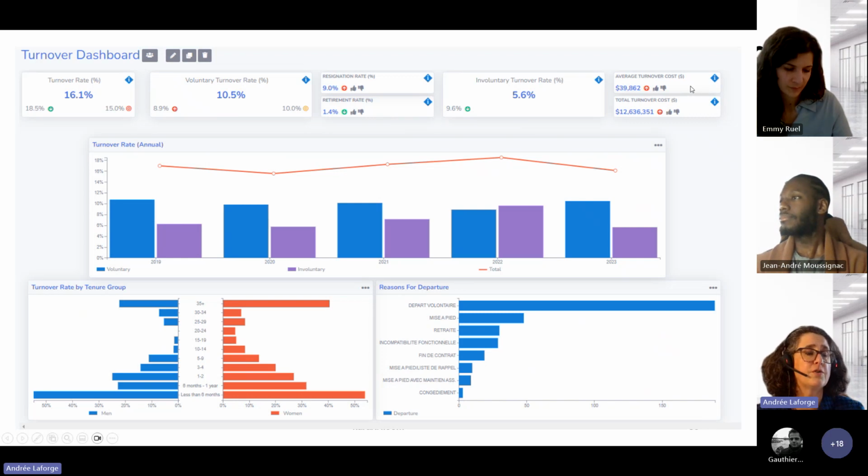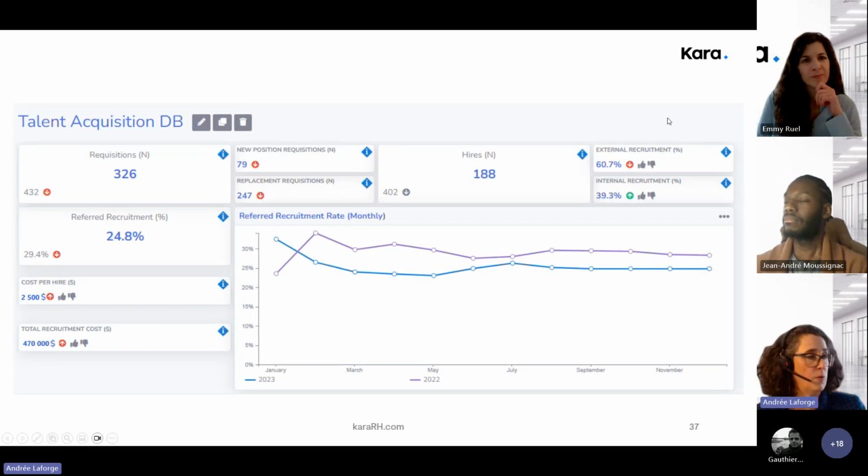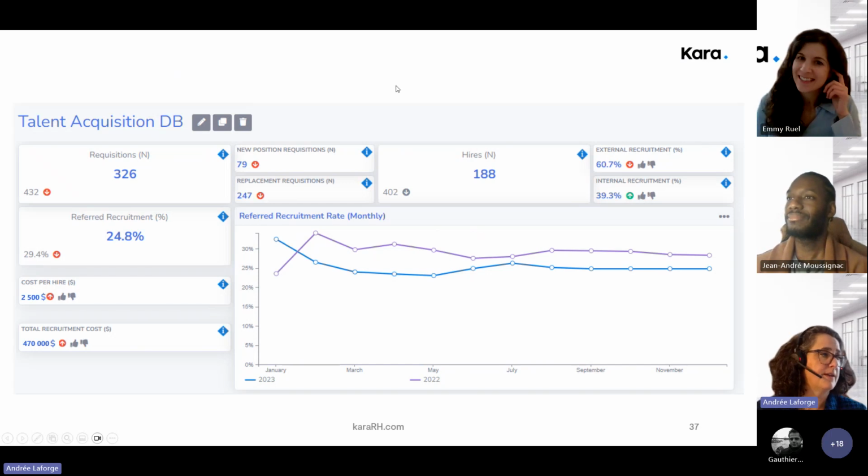So the average turnover cost. It means that when somebody leaves the organization, how much does it cost on average? And the total turnover cost. And I'm looking at time. We'll finish with this one.